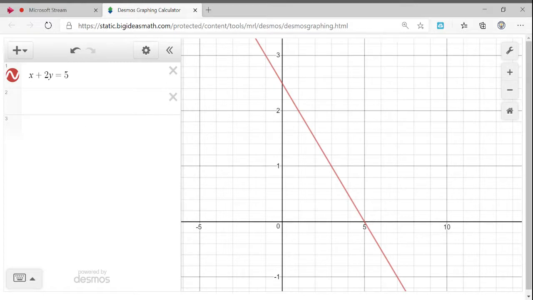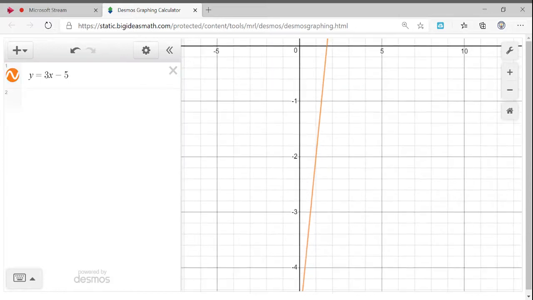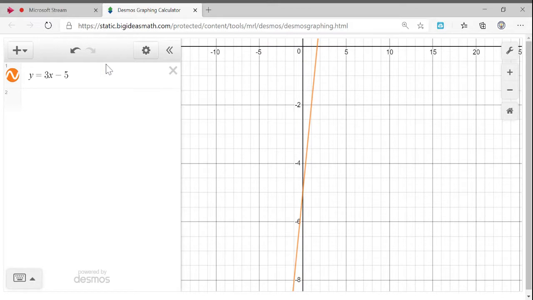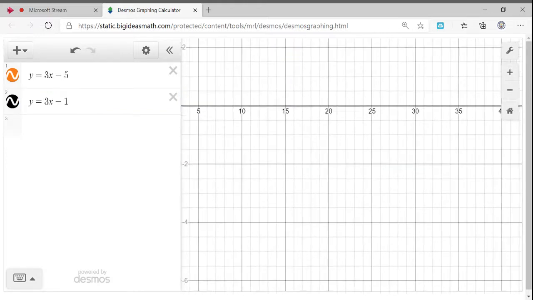Now what happens if we want to do something else? Let's look at a different type of equation: y equals 3x minus 5. We see we have our equation here. Now let's do another equation. y equals, and we're going to use the same slope this time, y equals 3x minus 1.